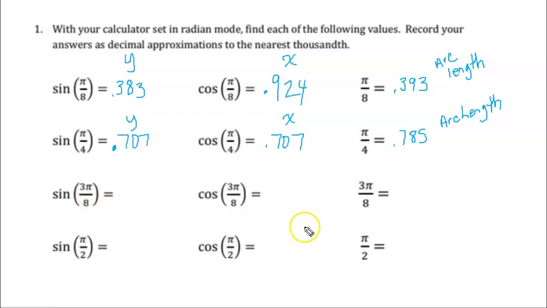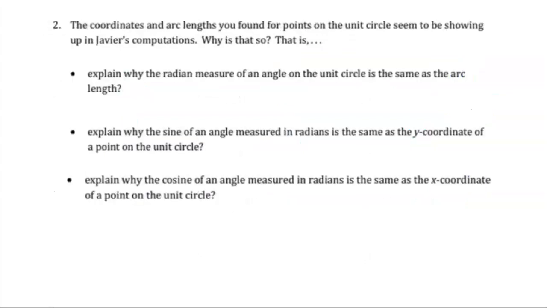In fact, for all 4 of these points, the sine ended up being the y value, the cosine ended up being the x value, and the radian measure actually ended up being the arc length. The coordinates and arc lengths you found for points on the unit circle seem to be showing up in Javier's computations. Why is that so?